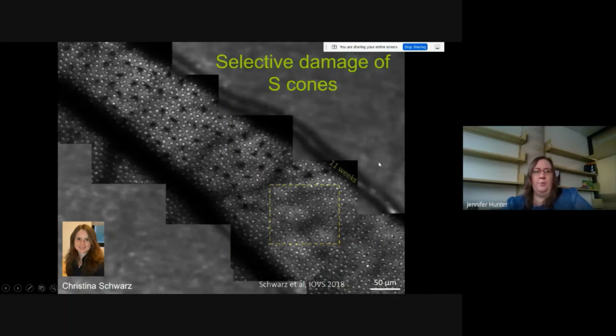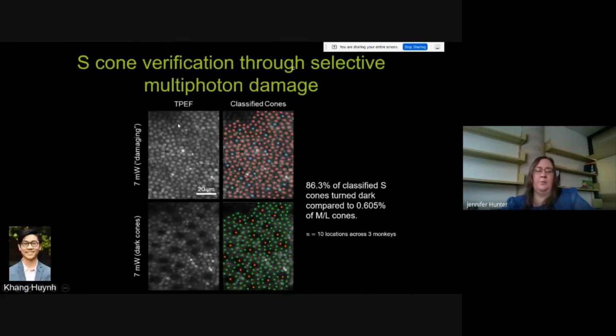And so we use this paradigm where we imaged the retina with a potentially damaging light source. We had previously, weeks before, identified the S-cones. We did it again and identified which photoreceptors would be classified as S-cones based on their location in phasor space. And then we proceeded to follow up with a subsequent image, get the dark cones, and it turns out that 86% of the cones that we classified as S-cones turned dark, compared to less than 1% of the ML cones, reassuring us that the cones that we are identifying as S-cones based on their phasor position are most likely S-cones.